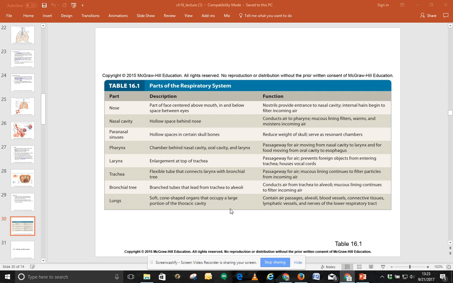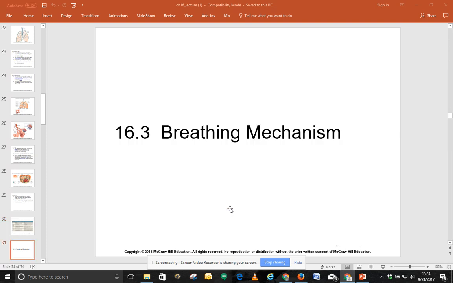This is just the parts broken down. I'm not going to go through this. This is in your book, but I would highly recommend you review this to see the description and the function of each one of the parts, which I just talked about.